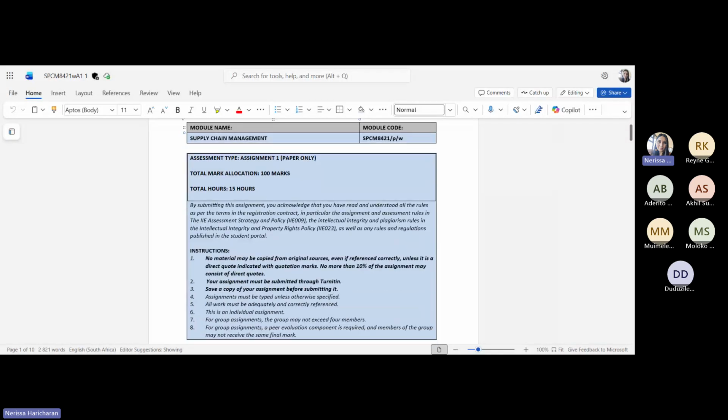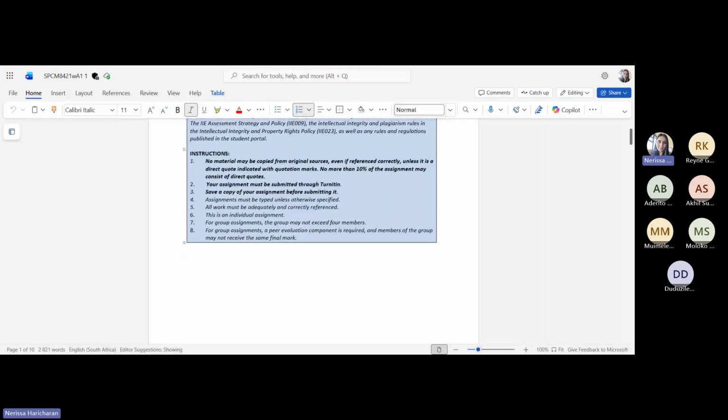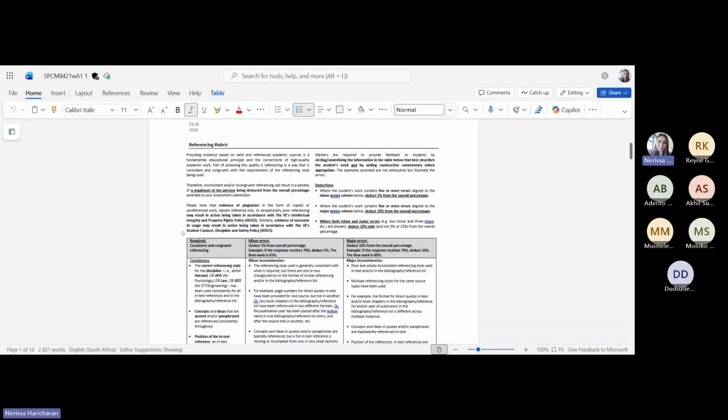Okay, so basically this is your assignment. Read through everything very, very clearly. As you can see, this is an individual assignment, so you'll firstly have to go through Turnitin. When you're submitting, the Turnitin function will automatically flag if there's any plagiarism involved. So your referencing needs to be on point. As I said, this is an individual assignment, so no group work at all.